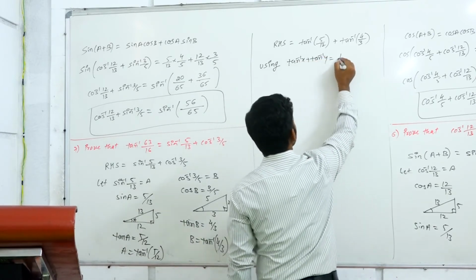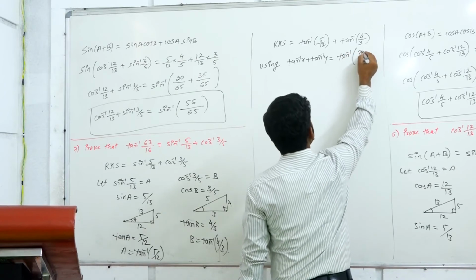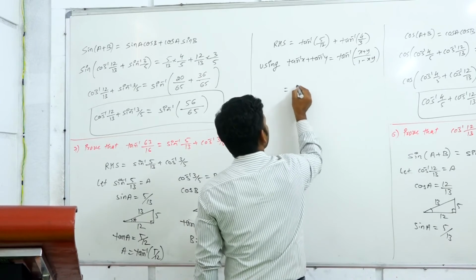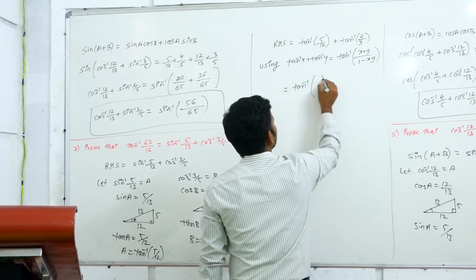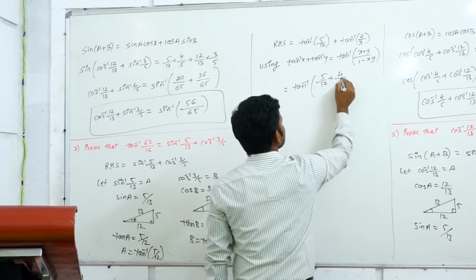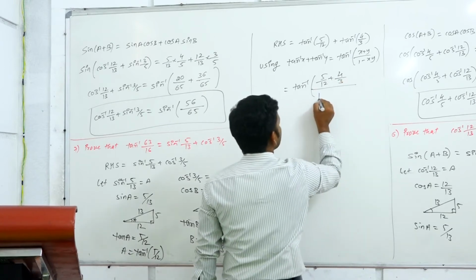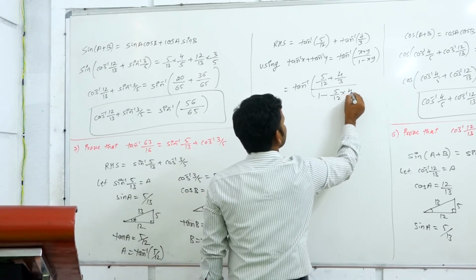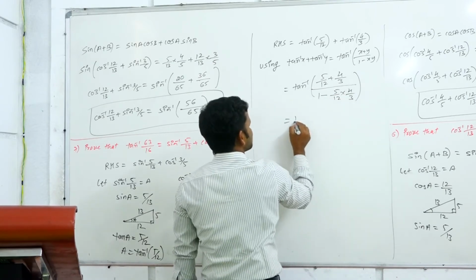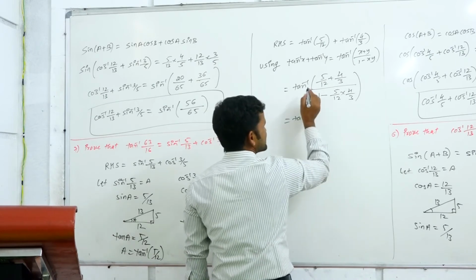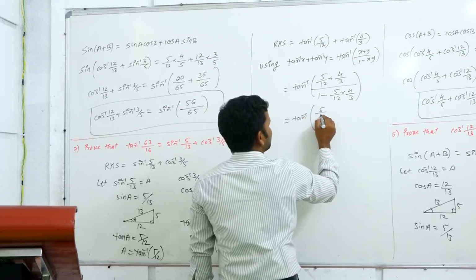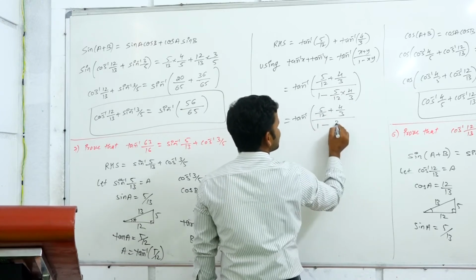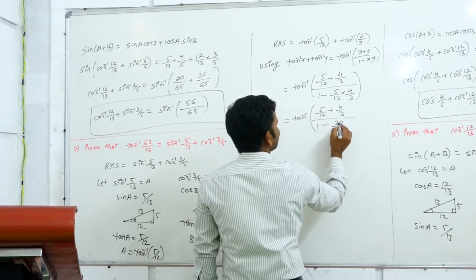Tan inverse of x plus tan inverse of y is tan inverse of x plus y by 1 minus x into y. Okay. Tan inverse of 5 by 12 plus 4 by 3 divided by 1 minus of 5 by 12 into 4 by 3. We need to simplify this. Let me write one more step: 5 by 12 plus 4 by 3 divided by 1 minus of, this is 20 by 36.